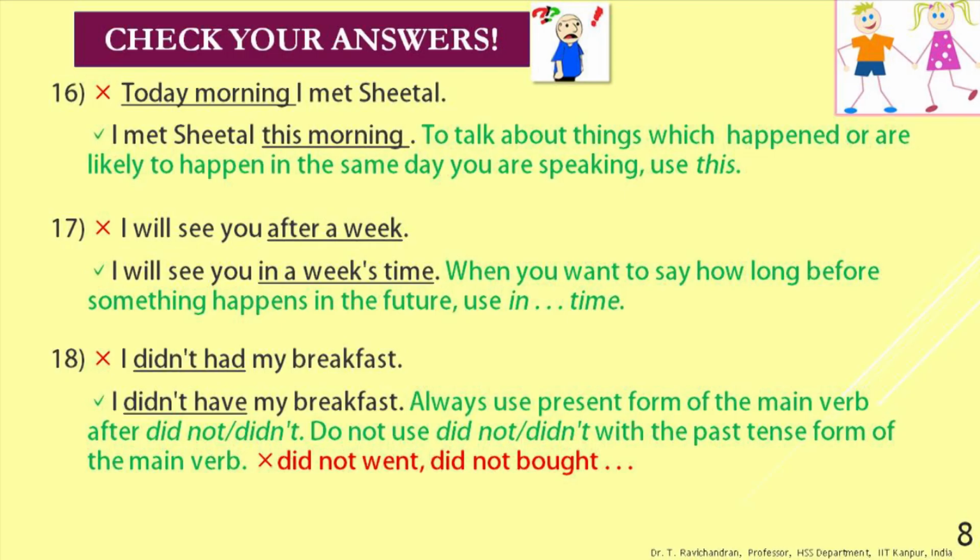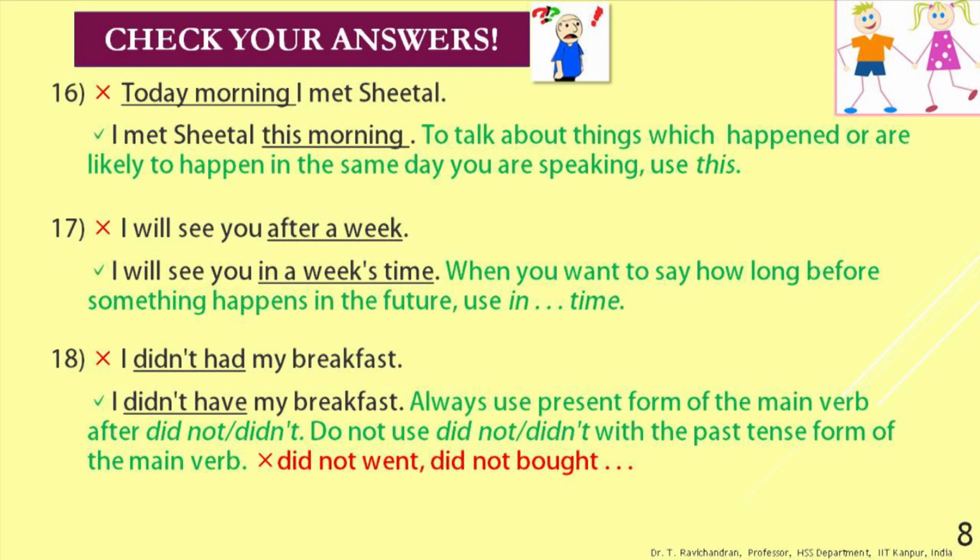16. The wrong form is: Today morning I met Sheetal. The correct form is: I met Sheetal this morning. Even if you say "This morning, I met Sheetal," it makes sense, but it is proper to say I met Sheetal this morning, I met Sheetal this afternoon, this evening.